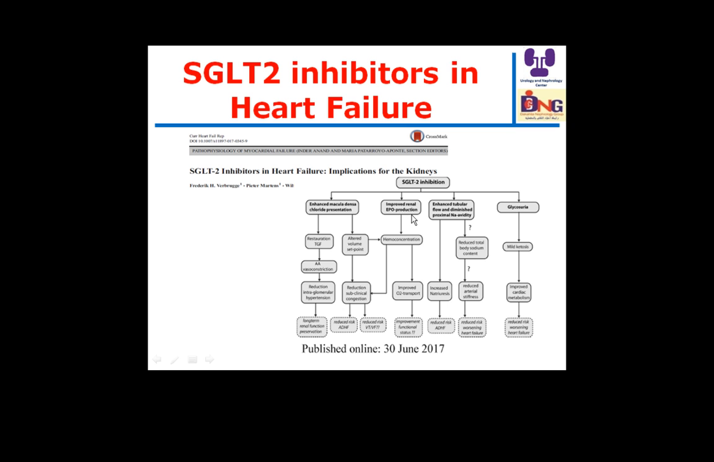Improved renal EPO production, improved oxygen transport, improvement in functional status, enhanced tubular flow, and diminished proximal sodium avidity and absorption, increased natriuresis, reduced risk of advanced acute decompensated heart failure, and other mechanisms leading to reduced risk of worsening of heart failure through reduced total body sodium content. Glycosuria leads to mild ketosis, and mild ketosis will improve cardiac metabolism and reduce risk of worsening heart failure. So all these are mechanisms related to the action of sodium glucose cotransporter 2 inhibitors in heart failure.